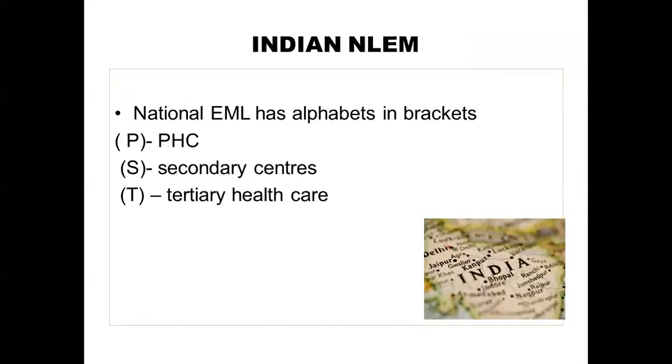Now, in the Indian NLEM, the drugs are arranged in order, and they have alphabets in brackets. The alphabets can be either P, S, or T. If it is a P, that means it is available at the primary healthcare facility. S shows that it is available at secondary healthcare centers, and T refers to availability at tertiary healthcare centers. So when you see the Indian NLEM, you won't see a core list or a complementary list like the WHO EML, but instead you will see all the drugs with alphabets in brackets, referring to the healthcare level at which these drugs are available.